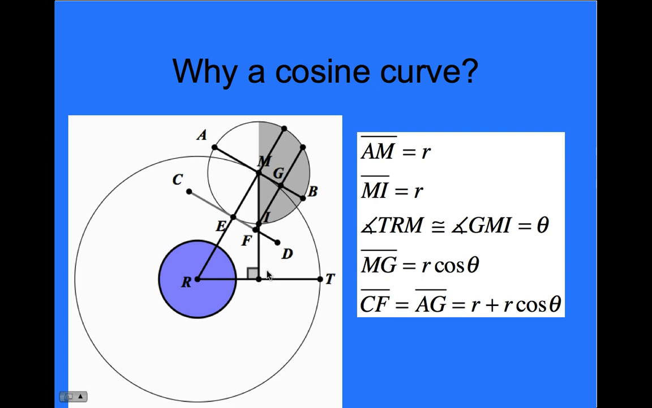The angle here, TRM, the sun's out over here on the left. Based on that angle, TRM actually equals this angle, GMI. And the cosine of that angle: the length MG here is the radius of the moon times the cosine of this angle. But MG is also EF, and EF is the portion of the moon we see. From C to F is the white part in this case, and from F to D is the darkened part. So we end up with this equation: CF is R plus R cosine theta, which is the graph of what we saw before.